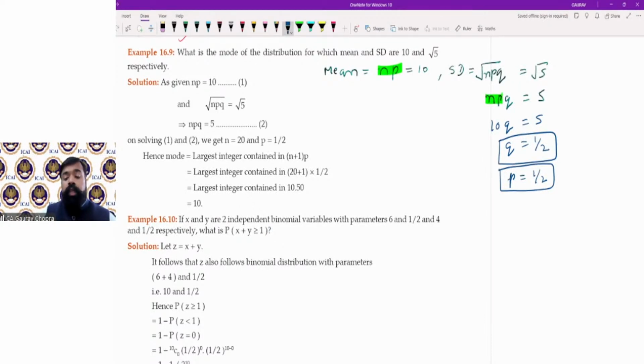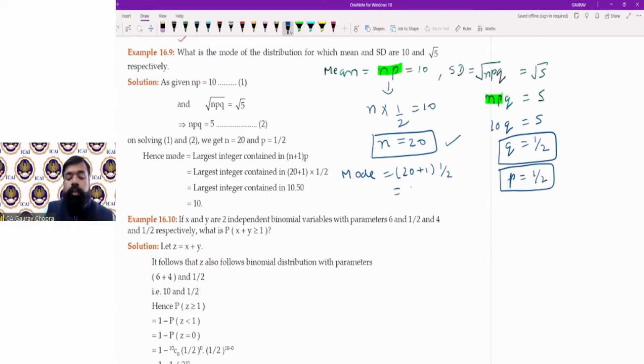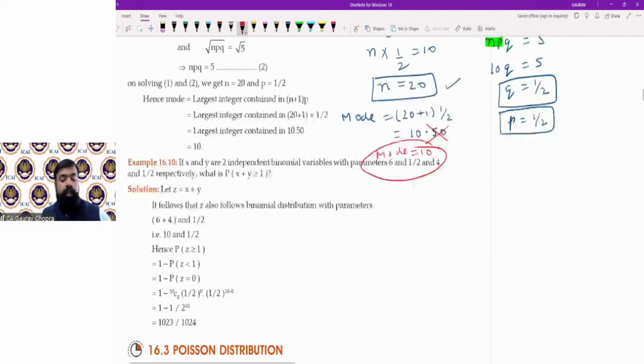So Q and P we have computed. Now what we require is N, so we can use this formula. N into half is equal to 10. Therefore, N is 20. Now, for mode, what we have to do is N plus 1 into P. So how much is coming? 10.5. So it is in decimal. So remove the decimal portion. So mode will be 10. Mode is 10. So in this way, you can easily calculate mode.